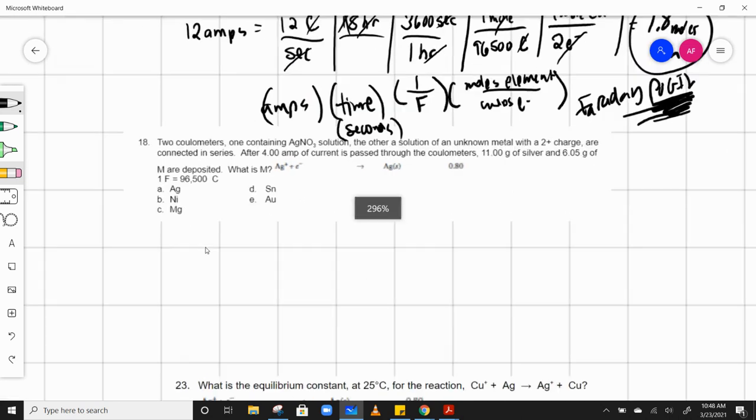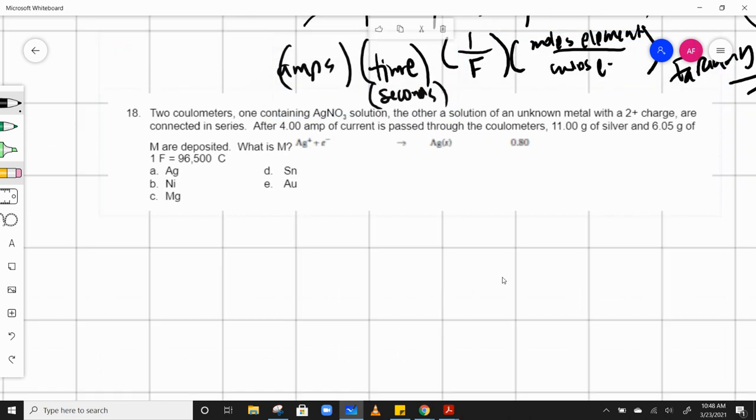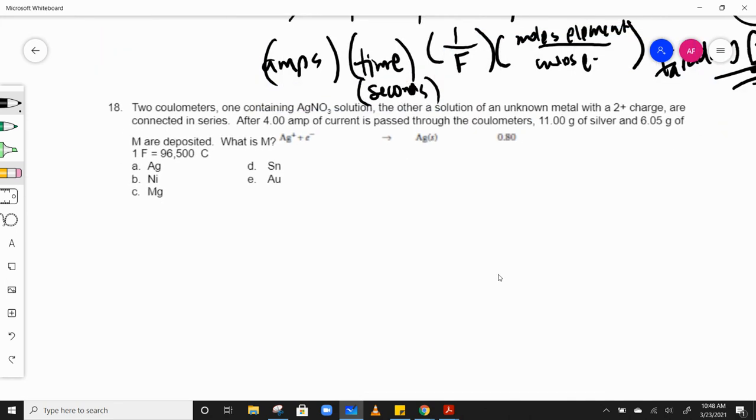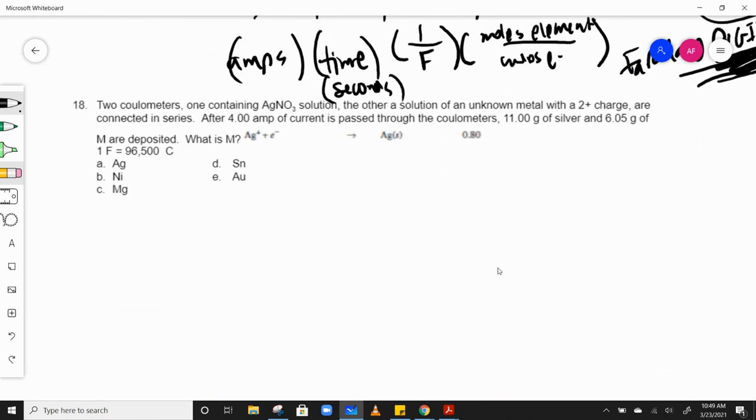Okay, next thing, this one's actually really simple. I was confused at first, and then I was like, oh wait, that's super stupid simple. It says 2 coulometers, one containing silver nitrate solution, the other an unknown metal that has a 2+ charge, are connected in series. So basically the same amount of current is going to be running through them. In series they're going to have the same current, right? The current won't change as it runs through.